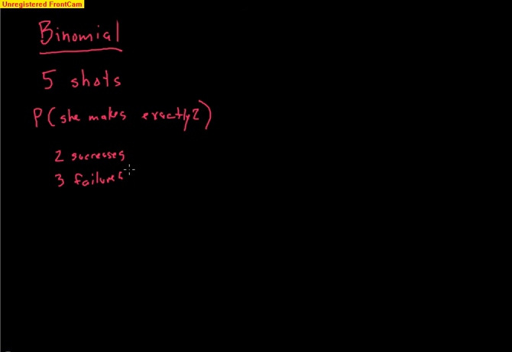It could be different. So let's see if we can make a list of all the different ways here. So she could maybe, I don't want to use M's for makes and misses, so let's do just S and F for success and failure. So she has success, success, fail, fail, fail. So she made her first two and then missed the rest.